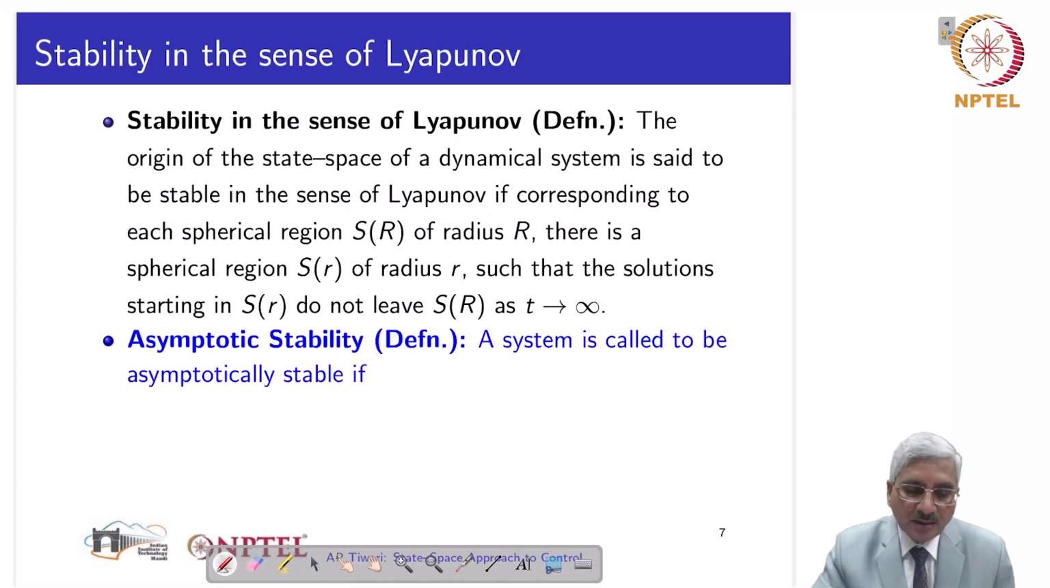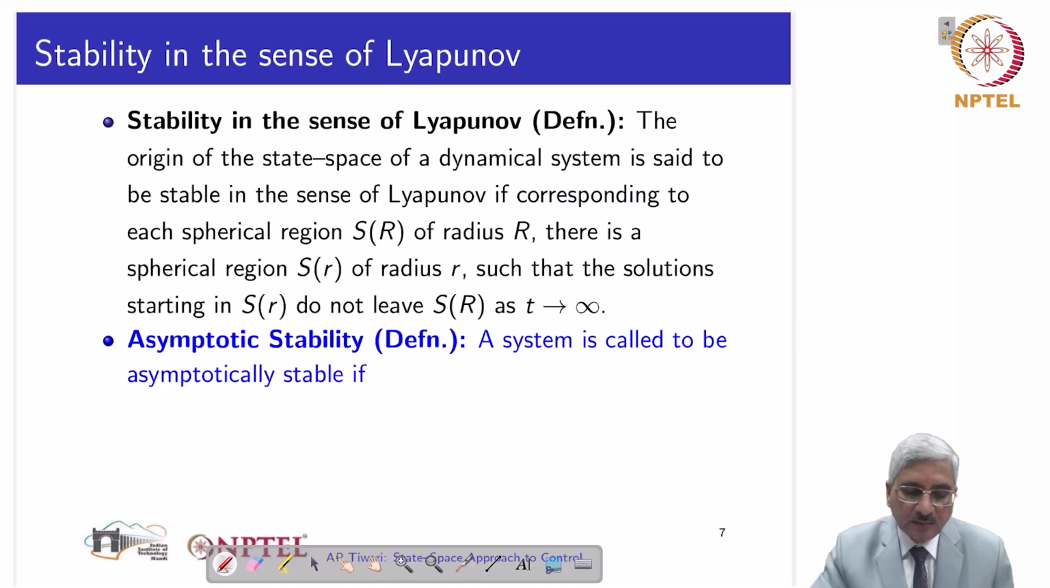This is based on a solution starting in a sphere of radius small r that does not go outside and remains confined within the spherical region of radius capital R. Then the system is stable in the sense of Lyapunov. The origin of the state space is stable in the sense of Lyapunov.